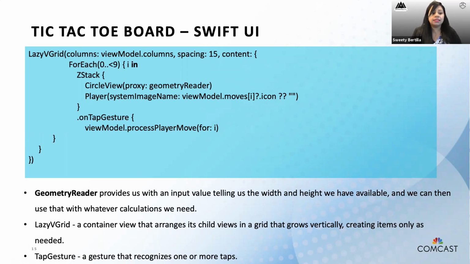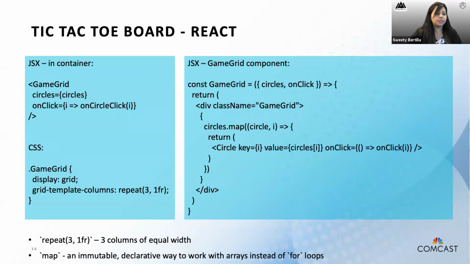And then he's handling the tap gesture with the business logic. So when you click on any of the circle images, it will process in the view model, and it will show you whether to show X or whether to show O. With that, let's look at how it's done in React.